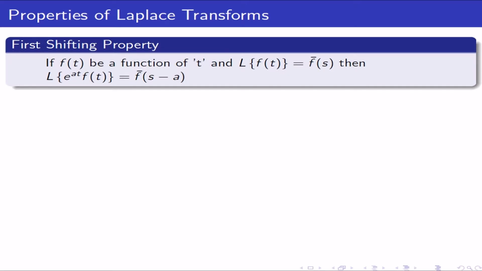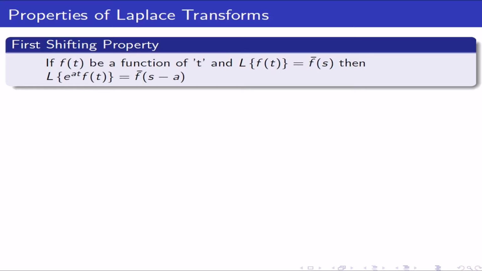First shifting property. Statement: let f of t be a function of t and the Laplace transform of f of t is equal to f bar of s, then the Laplace transform of e raised to at f of t is f bar of s minus a.